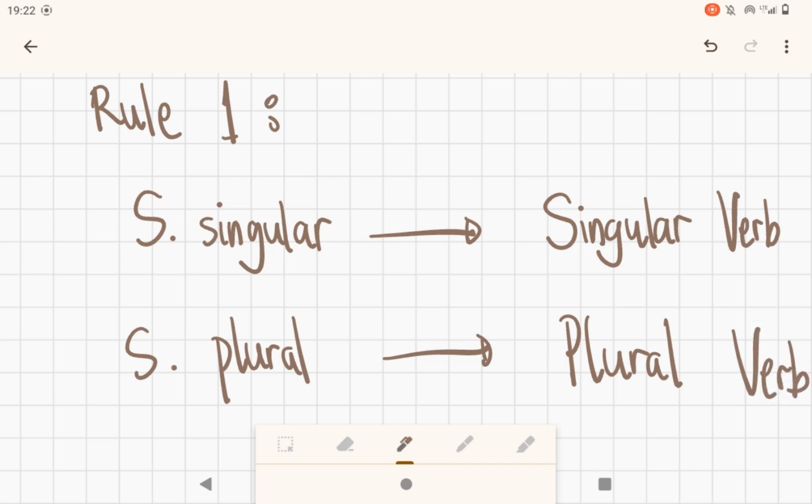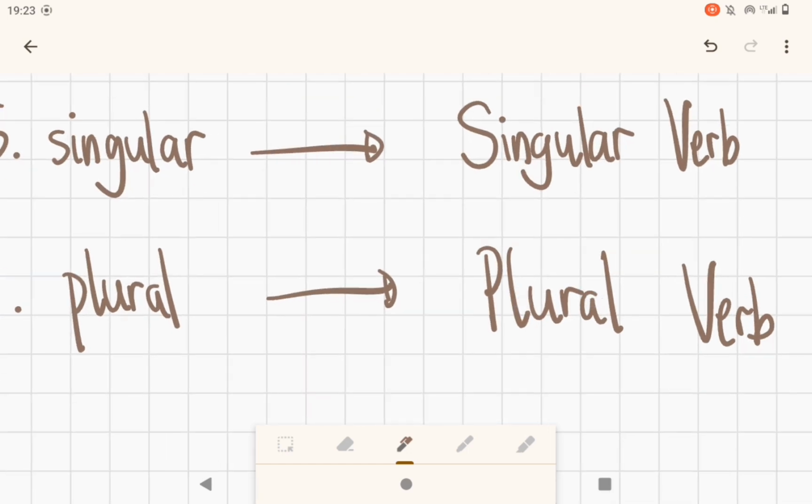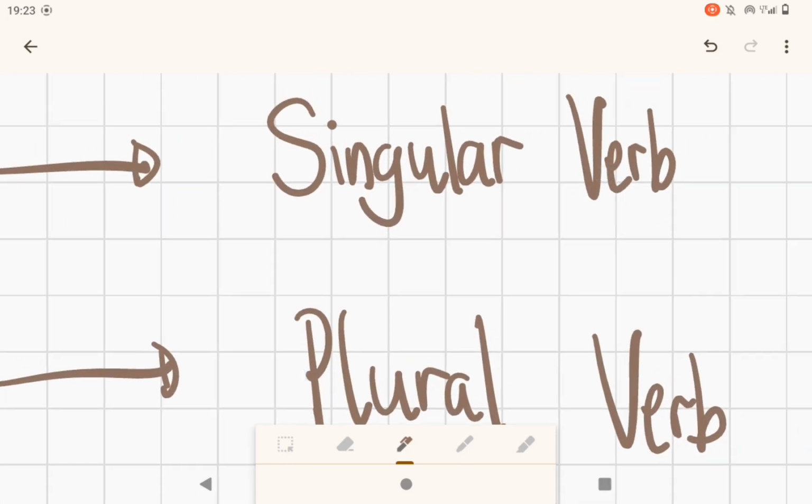Singular means there's only one thing, the subject is only one. Meanwhile, plural means that the subject is many. There are many nouns that work like that. Yeah, that is the very first rule. Now it means that we have to know which one is singular, which one is plural.